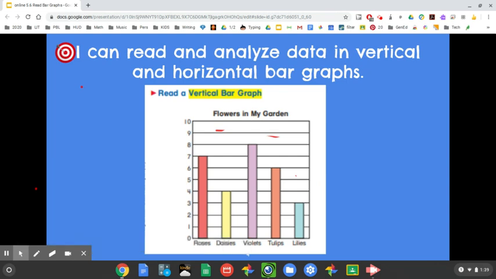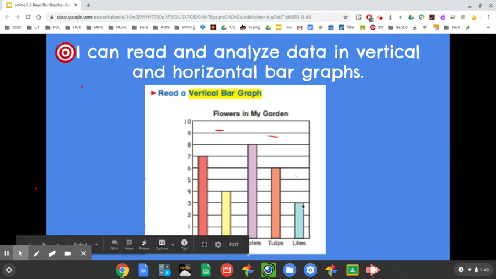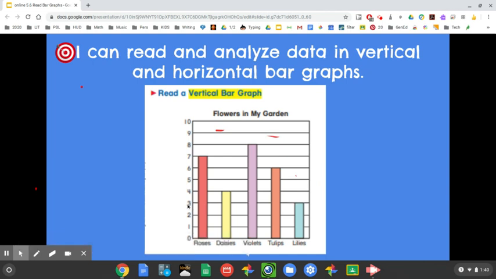Okay, how about lilies? How many lilies are there in this garden? Okay, so you're going to find where on your graph it shows you information about lilies, and then you're going to follow that along to the line that's going to tell you that there are 3 lilies. Okay, now just like we did in the last one, we're going to do kind of a problem. So how many more violets are there than lilies?